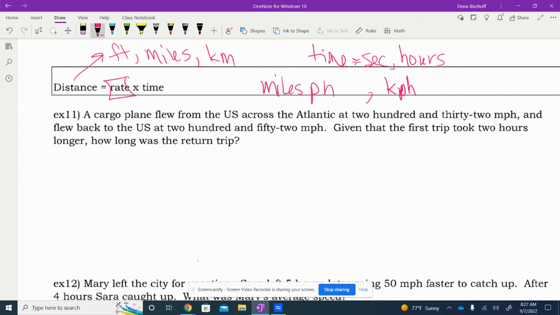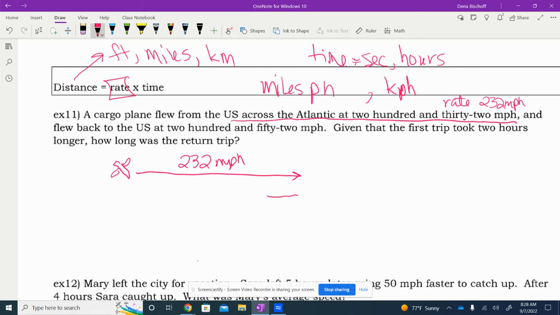So a cargo plane flew from the US across the Atlantic at 232 miles per hour. So this is my rate. 232 mph. So I always try to draw pictures because I love pictures. Please don't judge my drawing. I'm definitely not an artist. That's my airplane. It's flying this way at a rate of 232 miles per hour. But then it goes back. Do you see how it turns around and goes back?